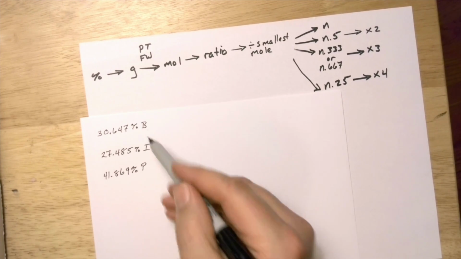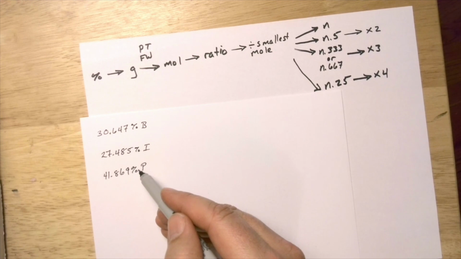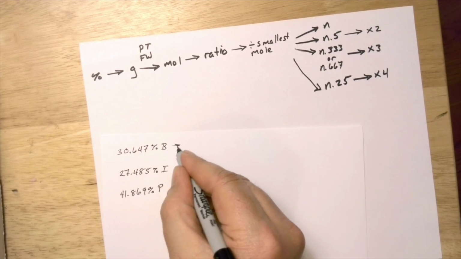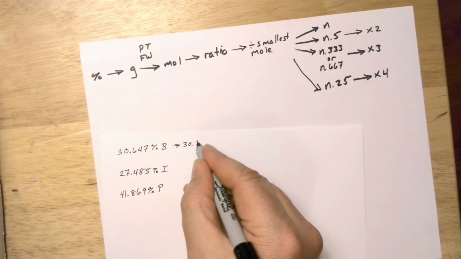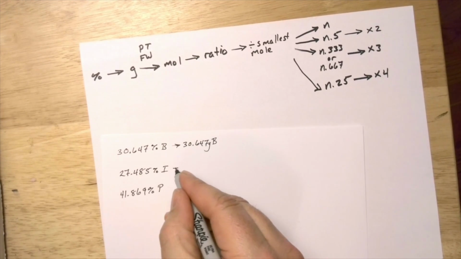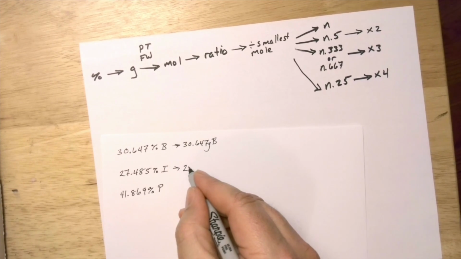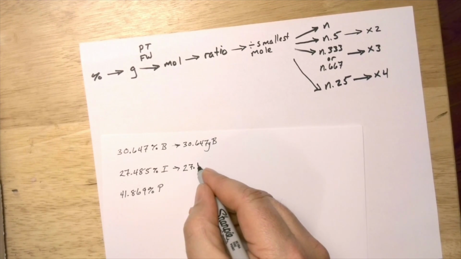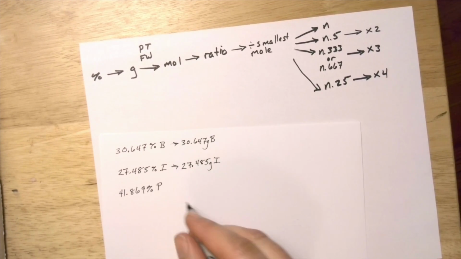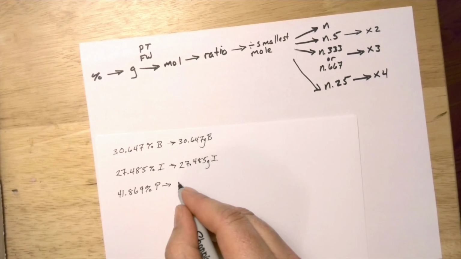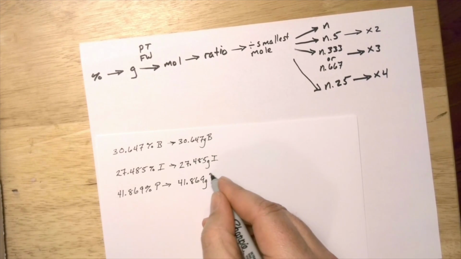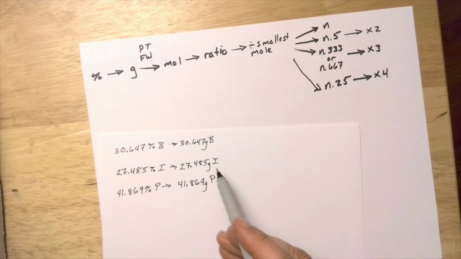So since we have the percentage here, first step is assume you have 100 grams. So whatever the percentages are, make those into grams. So if I have 30.647% of binder clips, that means I'm going to have 30.647 grams of binder clips. Same thing for the index cards. 27.485% becomes 27.485 grams of index cards. And for the paper clips, I will have 41.869 grams of paper clips. So all we did was convert percent to grams.